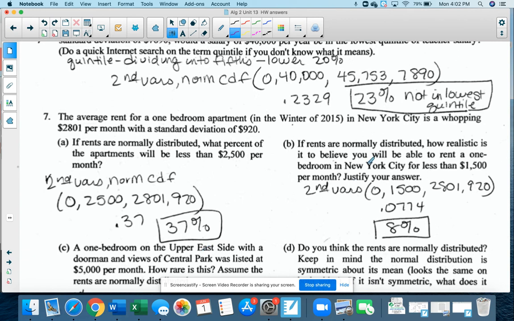If rents are normally distributed, how realistic is it to believe you will be able to rent a 1-bedroom apartment in New York City for less than $1,500 per month? So again, calculator, second VARS. 0 is my lower. I want to be less than $1,500, so 1,500. My mean is 2801, and my standard deviation is 920, and that gives me 0.077. I moved that decimal 2 places, and that's how they rounded that up to 8%. Okay, if you left it as 7.7%, that would be absolutely fine also.